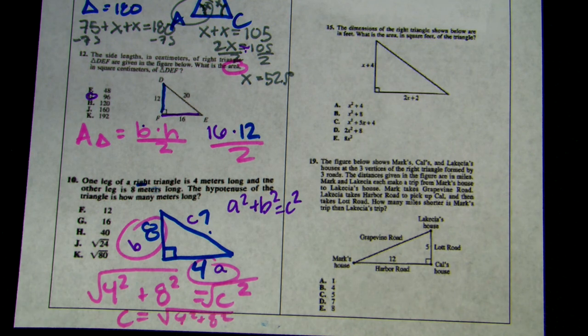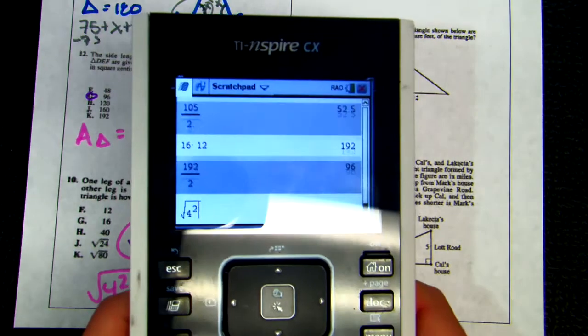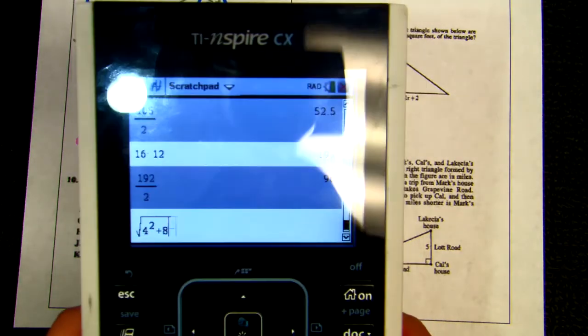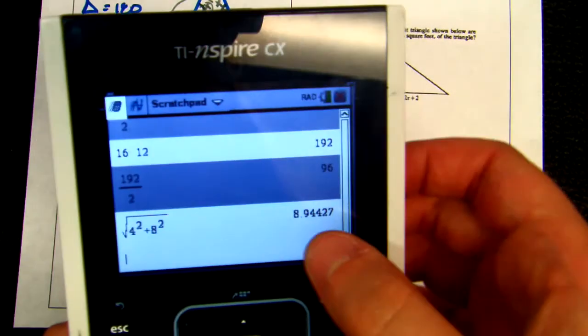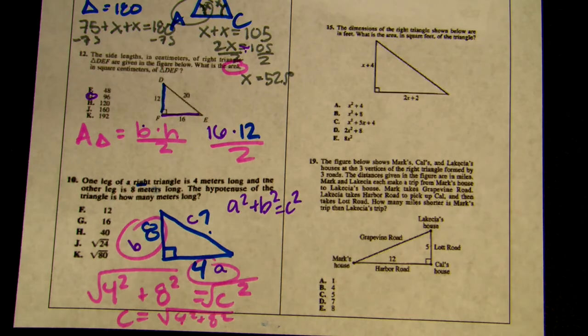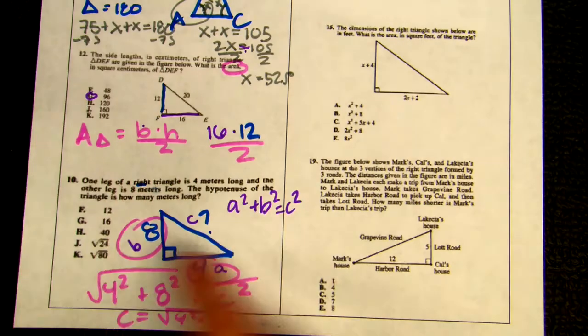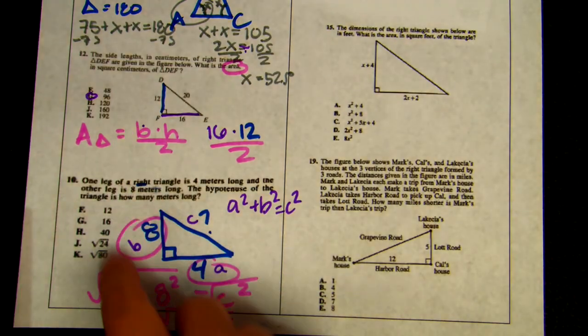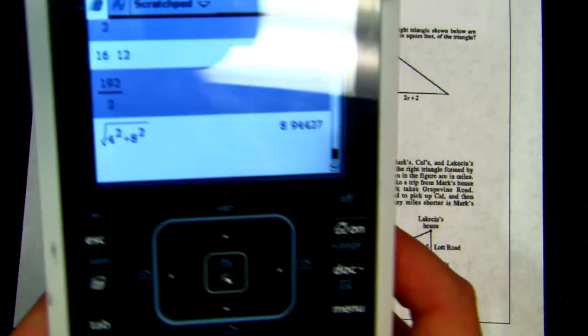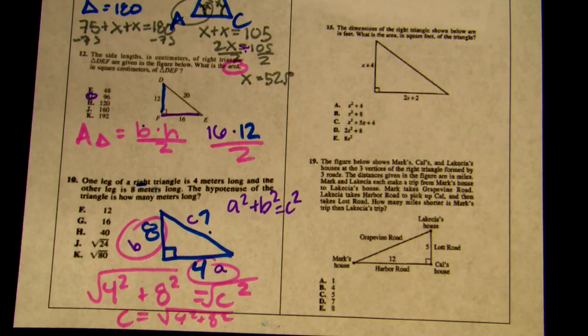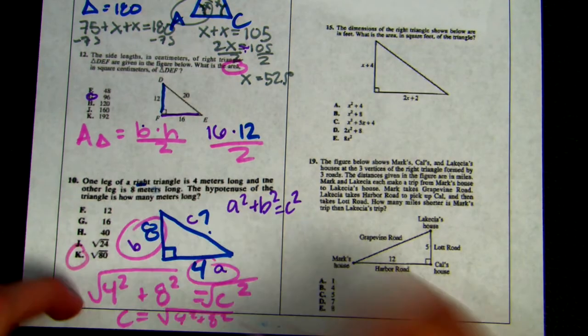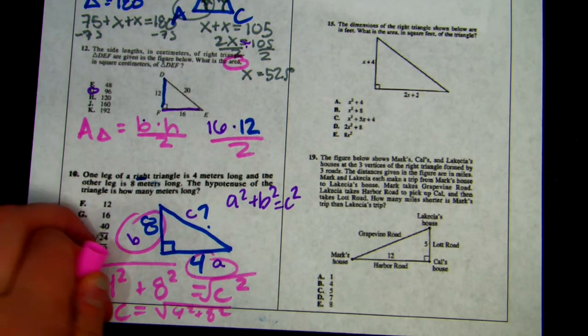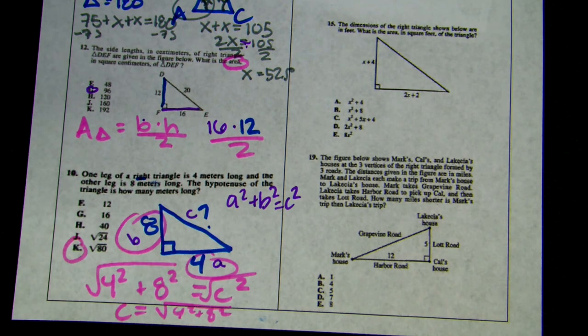So we have the square root of 4 squared plus 8 squared, which is 8.94427. Because that's not an answer choice that comes up, I can either compare them all, or I could just take 4 squared plus 8 squared. That gives me 80. It's going to be the square root of 80, which is answer choice K. So either way, if you want to see which one of them works as a decimal, whichever way works. There's basically a bunch of ways you can do it, but that is the most common.